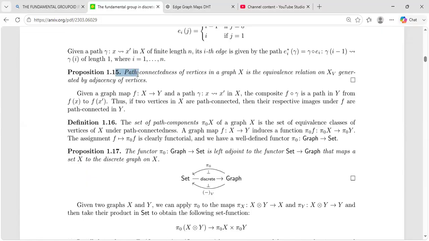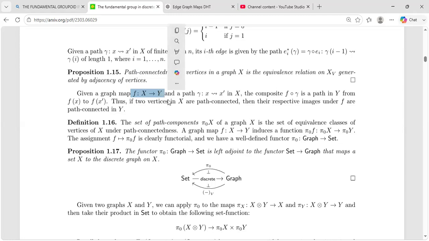According to proposition 1.15, path connectedness of vertices in a graph X is an equivalence relation on XV generated by the adjacency of vertices. Okay, so they are saying there is a proposition: path connectedness of vertices in a graph X is an equivalence relation on the vertex set, generated by the adjacency of vertices.